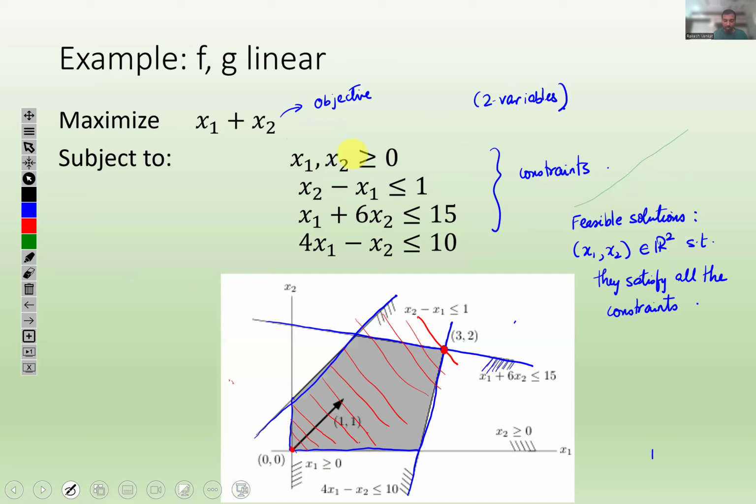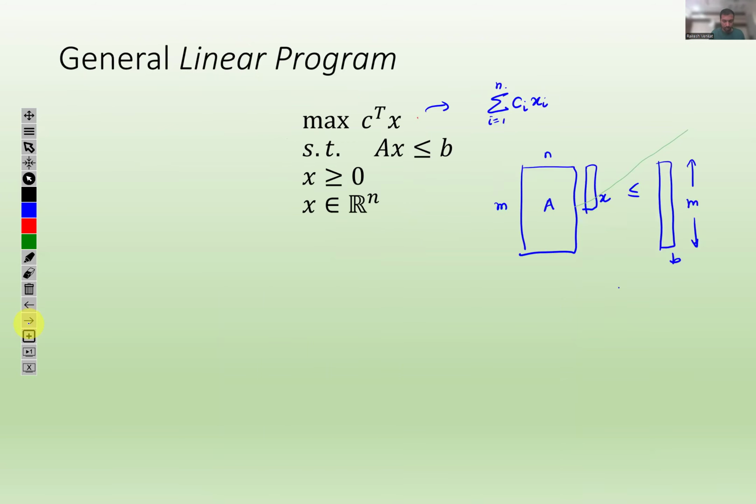We had 1, 2, 3, 4, and 5 constraints, right? x1 greater than or equal to 0 and x2 greater than or equal to 0, I'm clubbing into one constraint. In this case, I have put x greater than or equal to 0 explicitly, so it takes care of that. So you have linear constraints, and you want to optimize this.